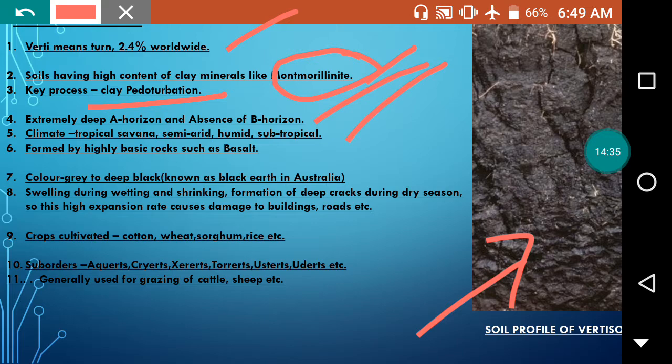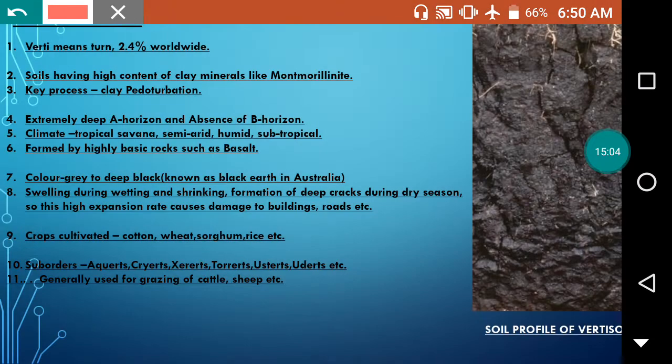Basic rocks such as basalt are the parent material, and from basalt this soil order is formed. The color is gray to deep black, known as black earth in Australia. Swelling takes place by wetting, and shrinking and deep cracks are formed in the dry season. This high expansion rate causes damage to buildings.